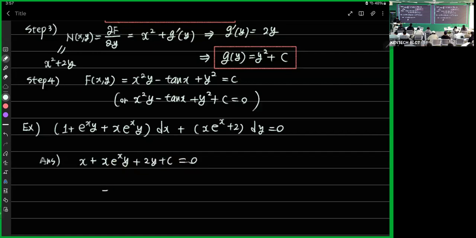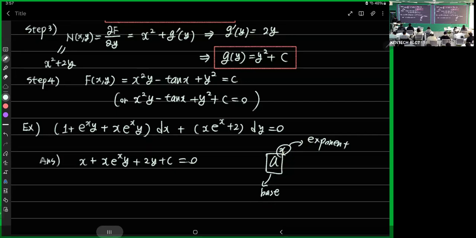What is e to the power x? In short, we say e to the x, like a to the x. What is a called? The base. And what is x? The exponent. But saying a exponent e x is something weird. Normally we say a to the power x, in short, a to the x. Okay. All right. So that's for 2.4 in summary. And then we move on to 2.6.